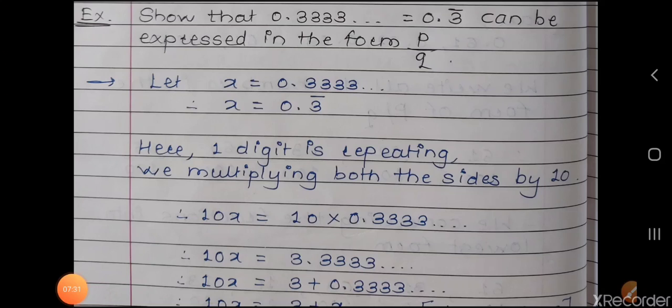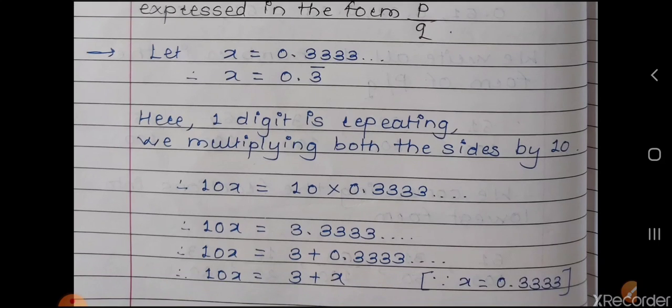So again I repeat, first we consider this number as x. So x is equal to 0.333, that is x is equal to 0.3 bar. Here one digit is repeating, therefore we multiply both sides by 10. So we get 10x is equal to 3.3333.